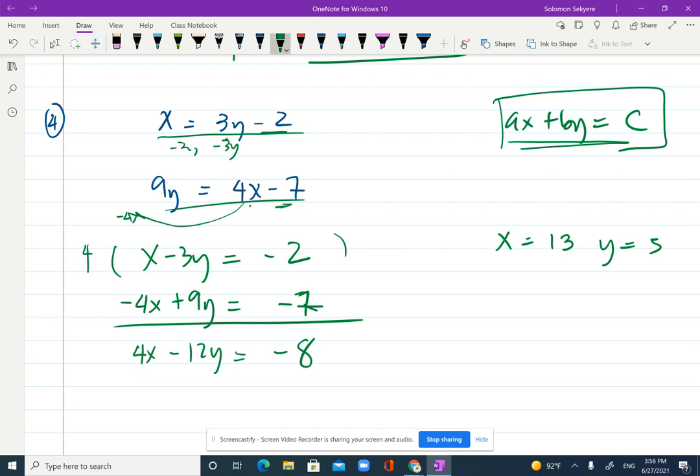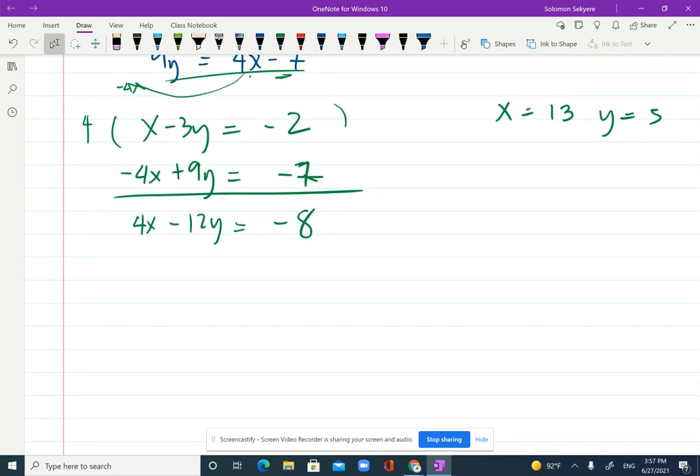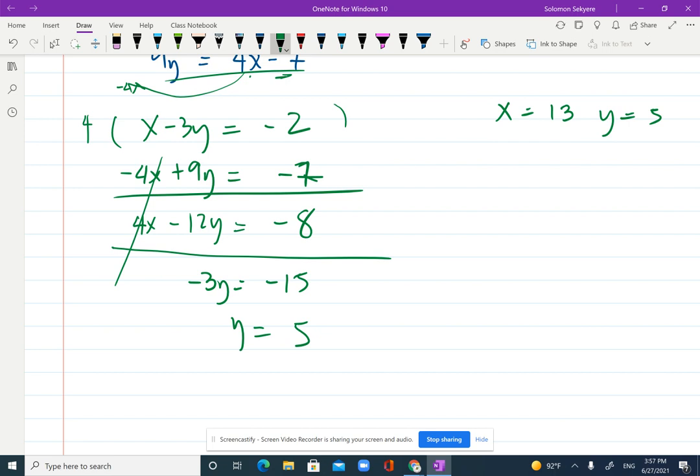You see that? Now the x's are opposite but the same value, the same coefficient but opposite signs. So if you add this, that goes away. Negative 12y plus 9y is negative 3y. And negative 7 plus negative 8 is negative 15. You solve for it, you get what? Y equals 5. Remember, negative 15 over negative 3 equals positive 5.